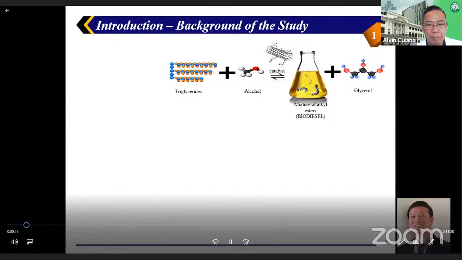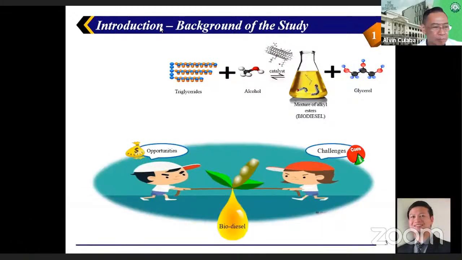Biodiesel is an ester product composed of a mixture of alkyl esters. It is a renewable fuel that could serve as an alternative for fossil fuels. The major challenge in the widespread use of biodiesel lies primarily in the cost and the current technology for processing a wide range of feedstocks.